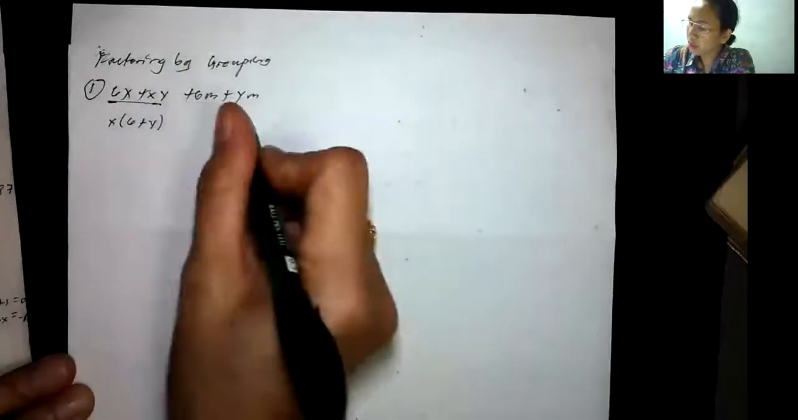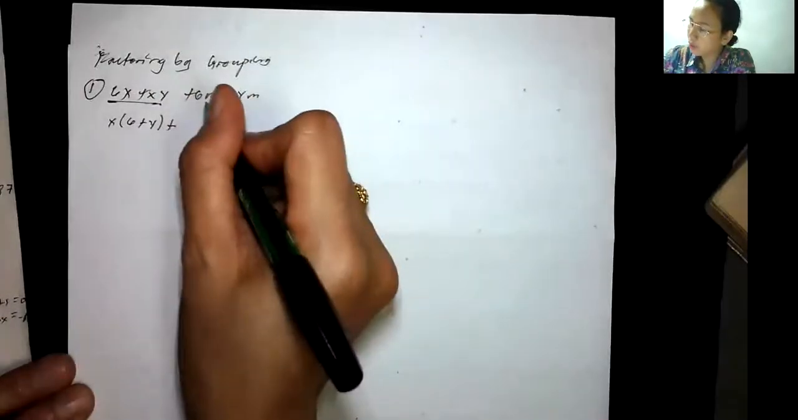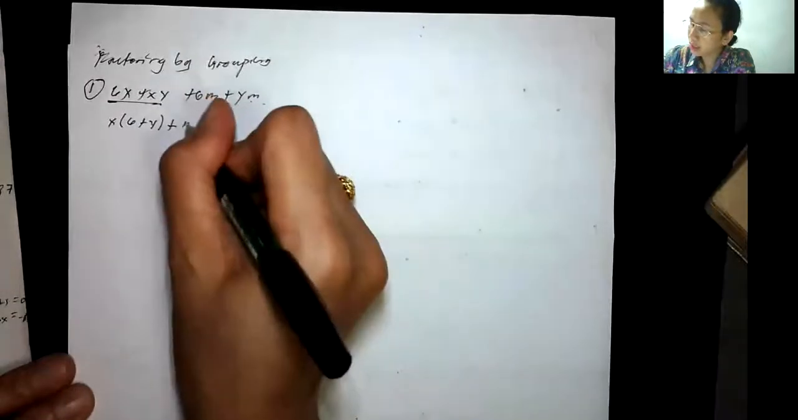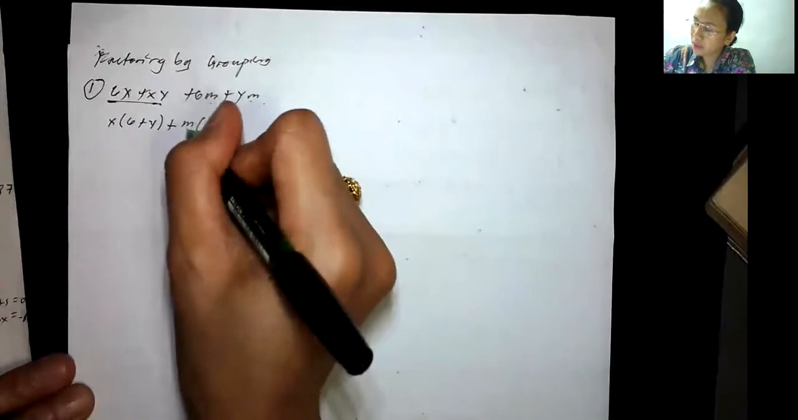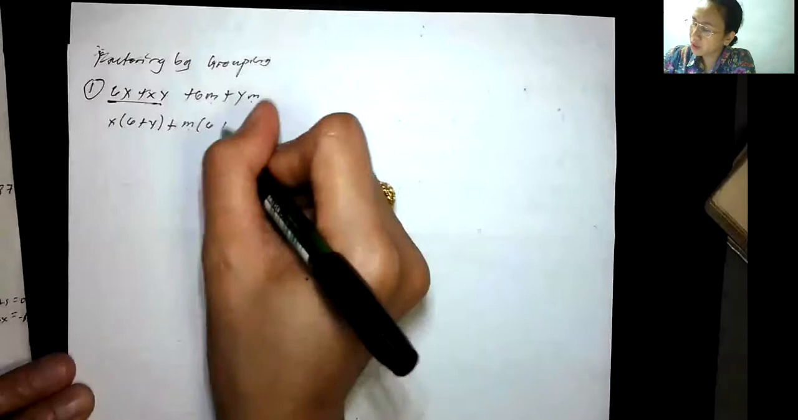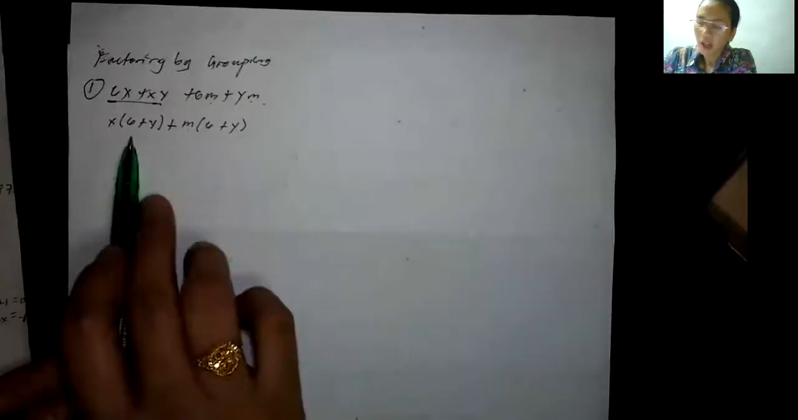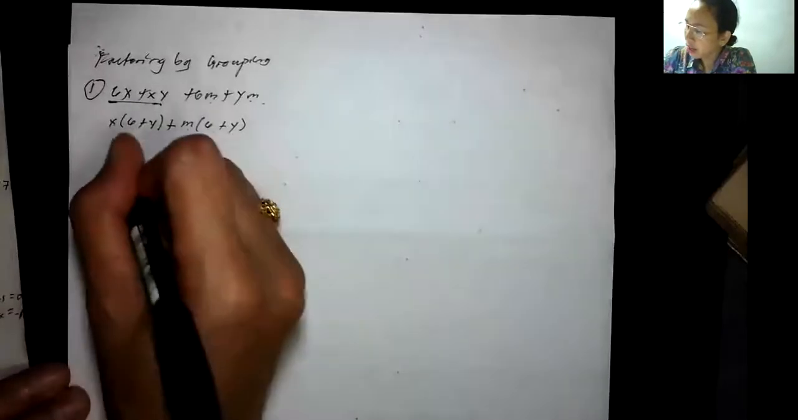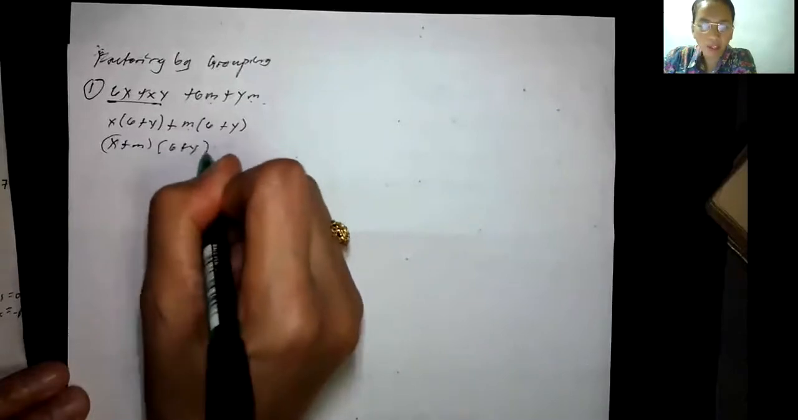The other ones, since they are both positive, we can write here positive. And then the common term between them is m. So we can write m outside the parentheses. So 6m divided by m, the answer is 6. Ym divided by m, the answer is y. So as you have noticed, 6 plus y inside the parentheses are the same. So the final answer here is x plus m and then 6 plus y.